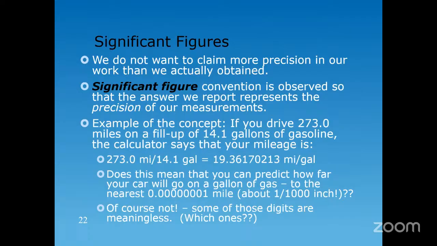If you divide the 273.0 by the 14.1, you're going to get these values. But you cannot predict based on that the level of precision reflected in this value, and that's because this is based on two measured values. I'm going to clarify this later, but later on you're going to see how we determine the number of significant digits in a calculated value.